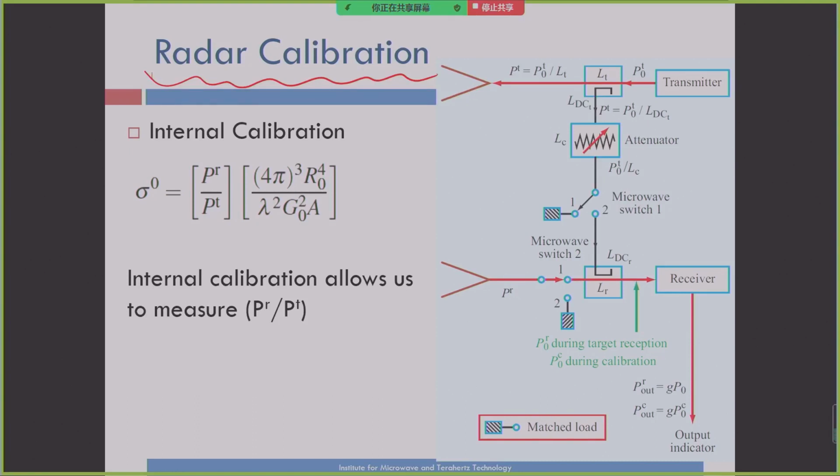For radar calibration, there are internal calibrations and external calibrations. Here, the internal calibrations may be used to calibrate the ratio between the transmitted signal and the received signal. So we can only use it to measure a ratio, not the exact value. At the transmitter side, the radiated power is P naught T. After that, there is a loss, LT, a loss factor.